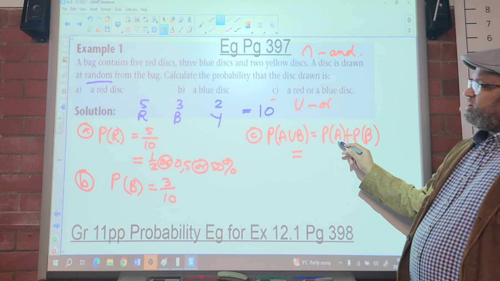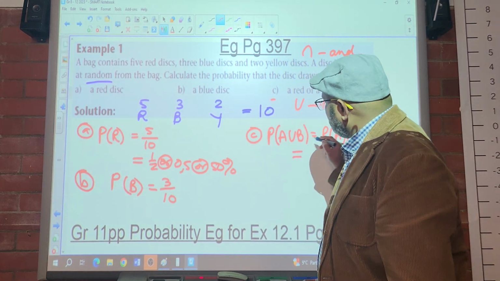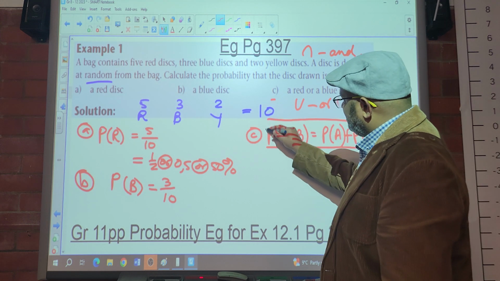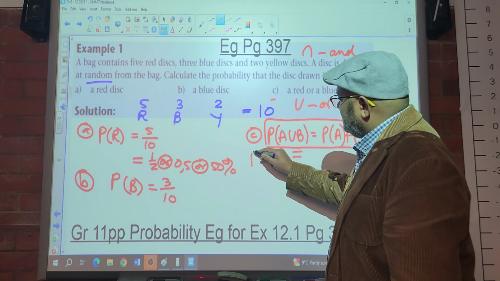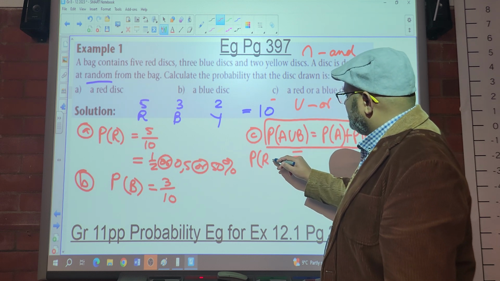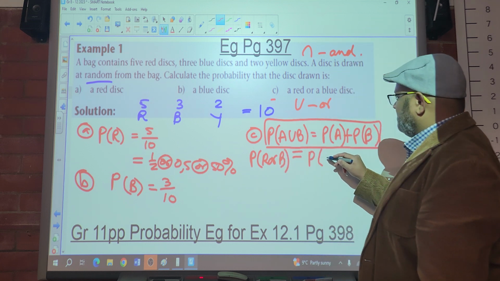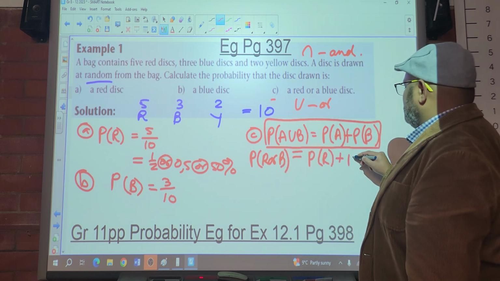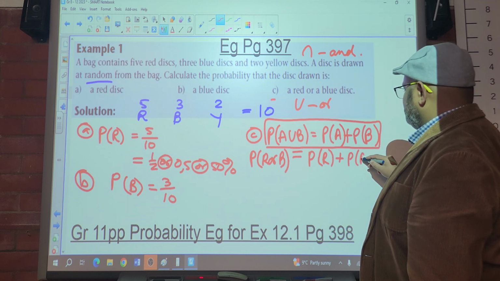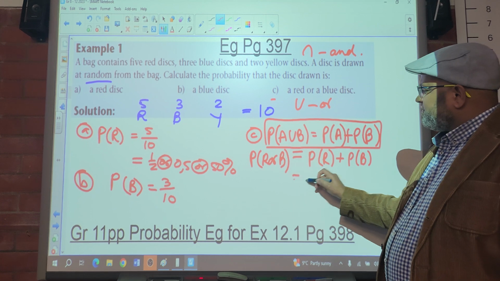So what's the probability of A? In this case, if we apply this definition or identity or formula, they ask for red, so the probability of red or blue is equal to the probability of red plus the probability of blue. You don't need to rewrite it. I'm just showing you in terms of what we have here. So what's the probability of red?